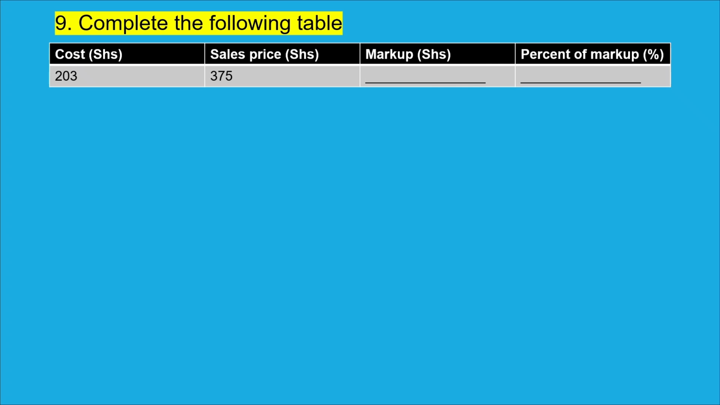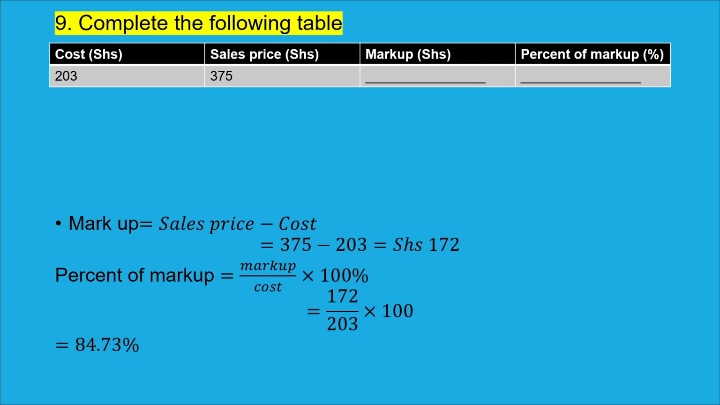In number 9, you're also completing that table, which has cost, sales, markup, and percent of markup. What is markup? Markup is selling price minus cost. Therefore, we have 172 shillings. Then percent of markup is markup over cost times 100%. That gives 172 over 203 times 100%, giving us 84.73%. You just have to complete the table.